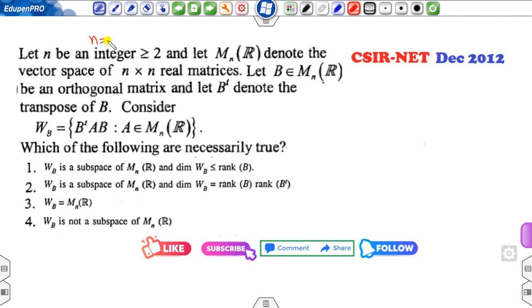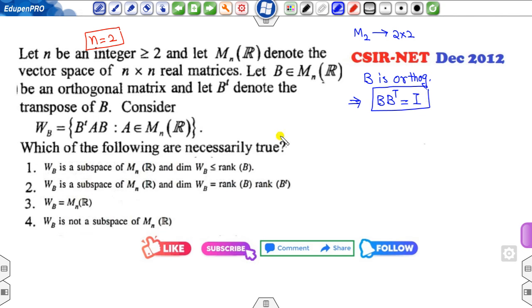Let n be a positive integer greater than or equal to 2. I can assume n is 2. M2 is the matrix of 2 cross 2. B is my 2 cross 2 orthogonal matrix. What is the meaning of the orthogonal matrix? B into B transpose is identity. Fine. Then consider the W_B, which is defined like this manner. I can substitute the value of B transpose, which I can write as B inverse A B, such that A is part of M2(R).